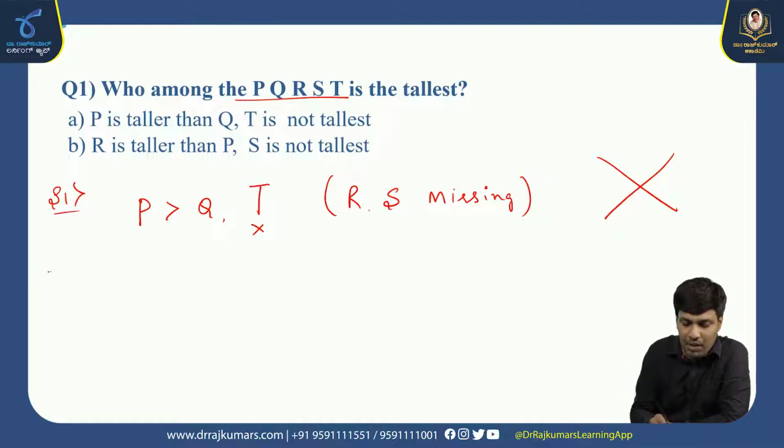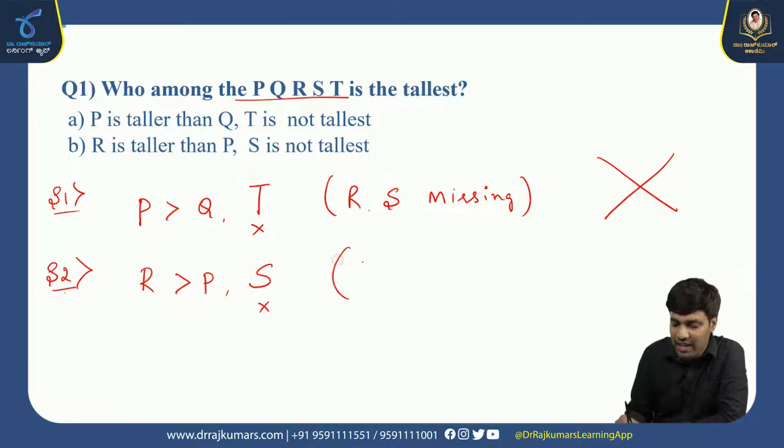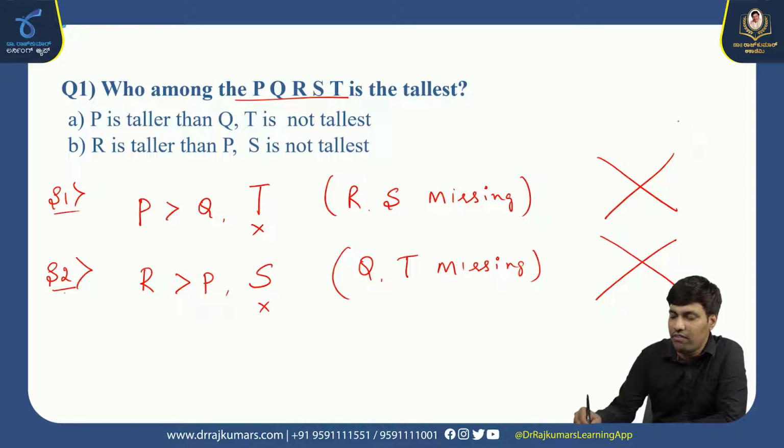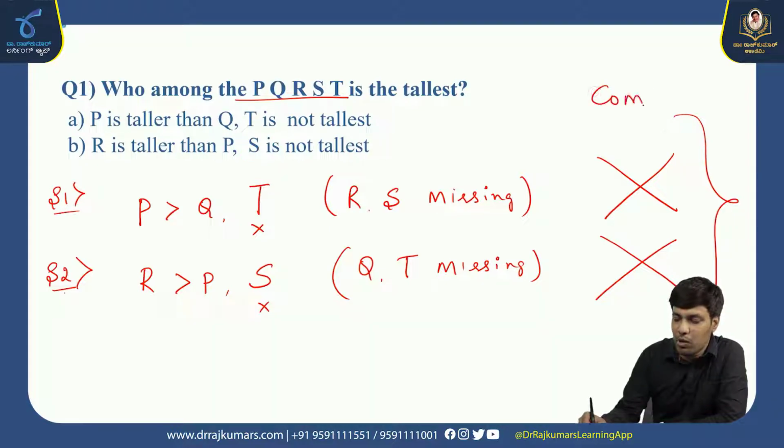Coming to statement 2, we have R is taller than P, S is not the tallest person. Again here, Q and T are missing. As I told earlier, whenever parameters go missing, we can directly state that statement as not sufficient, because with the missing parameters we can't conclude who is tallest among 5 people. Whenever you come across both statements being not sufficient, then you need to combine the 2 statements and check for the final conclusion.